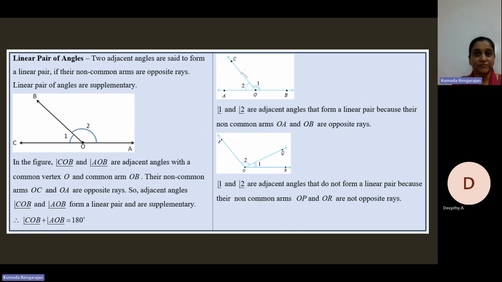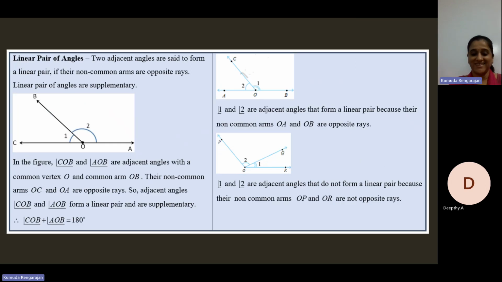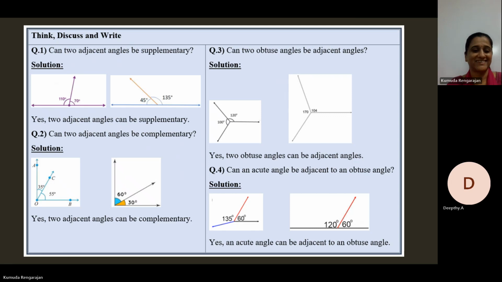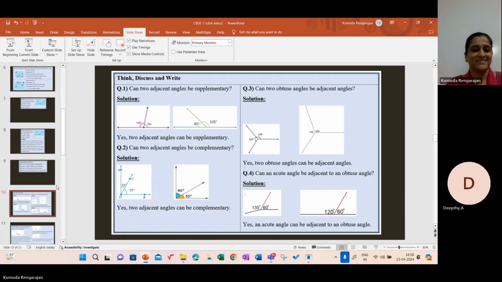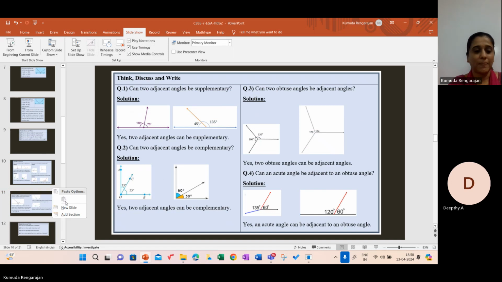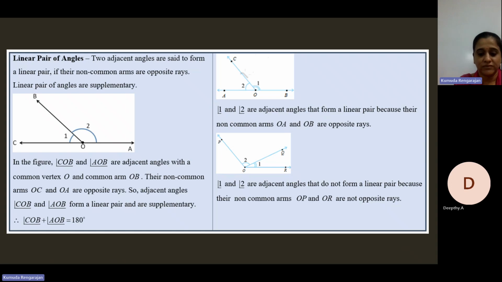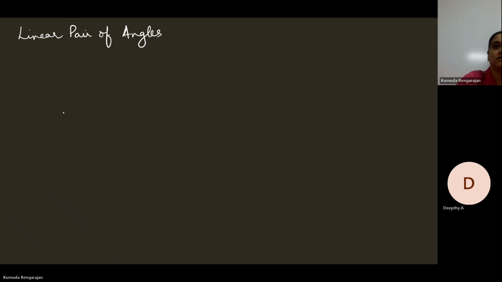Next is linear pair of angles. What we just discussed was adjacent angles. Now, this is linear pair of angles.